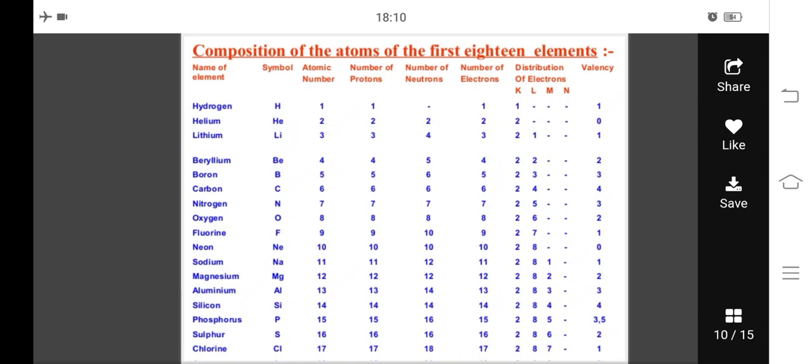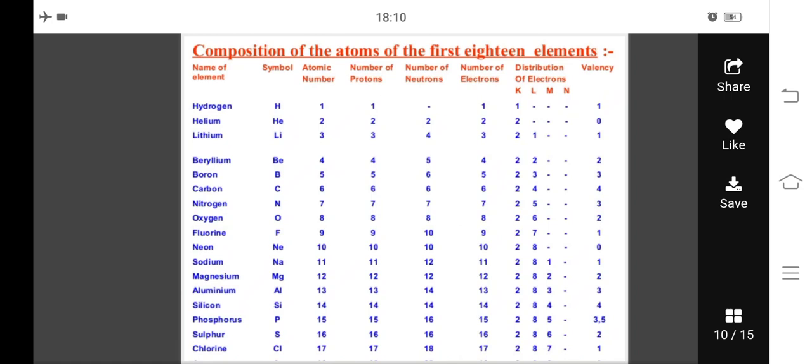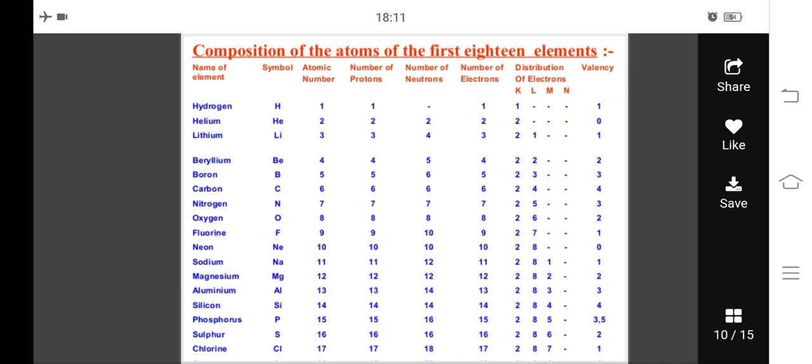Now next move to fluorine. Fluorine has an atomic number of 9, thus it has 9 protons and 9 electrons. These 9 electrons will be distributed again in the K and L shell. In K shell again the capacity is 2, so there will be 2 electrons only, and the rest of the 7 electrons will be in the L shell.